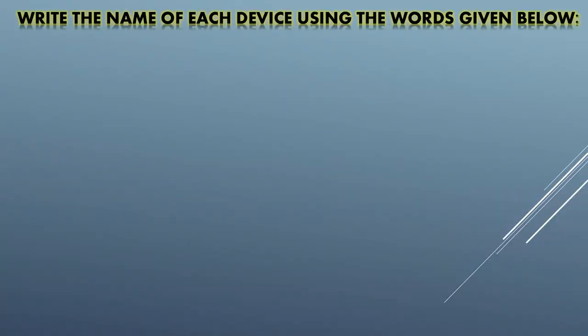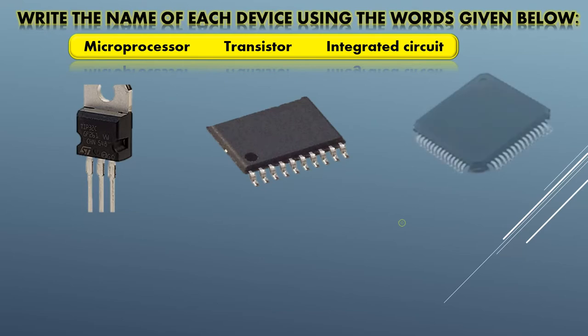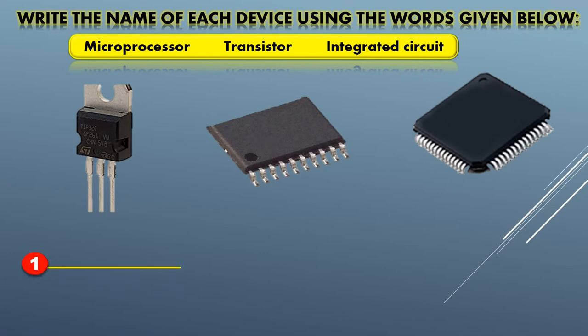Now the next type of question. Write the name of each device using the words given below. Words may be given or may not be given. Microprocessor, yes, you can see the pictures. Now you just find out which is denoting what thing. Number one is denoting what we call the transistor.